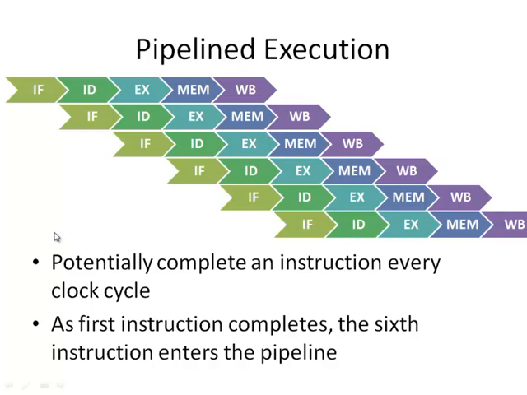And this is pipelined execution. So we fetch our first instruction, and as soon as we start decoding that, we're ready to start fetching the second instruction, and so on. So that by the time we're ready to write back the first instruction, we're ready to fetch instruction number 5. And when we finish instruction 1, we're ready to start fetching instruction 6. So potentially, we're completing an instruction every clock cycle. As the first instruction completes, the sixth instruction enters the pipeline.